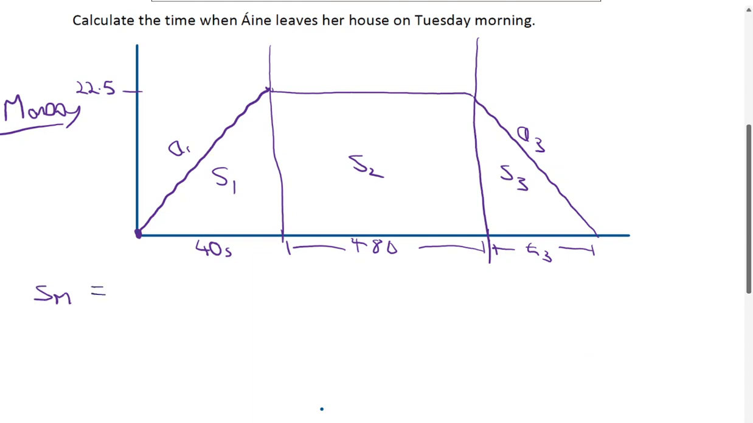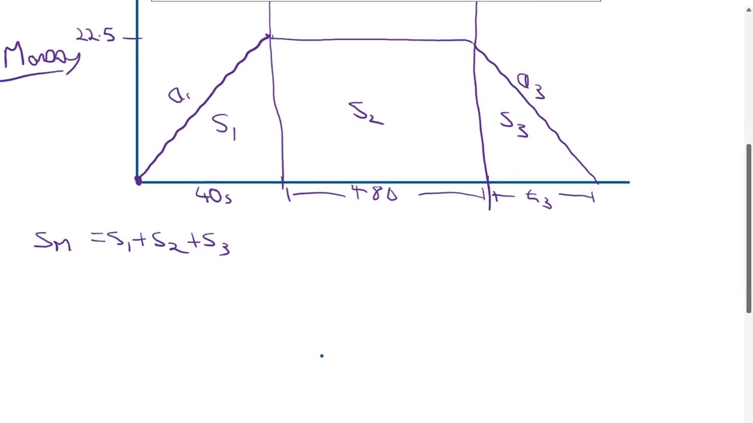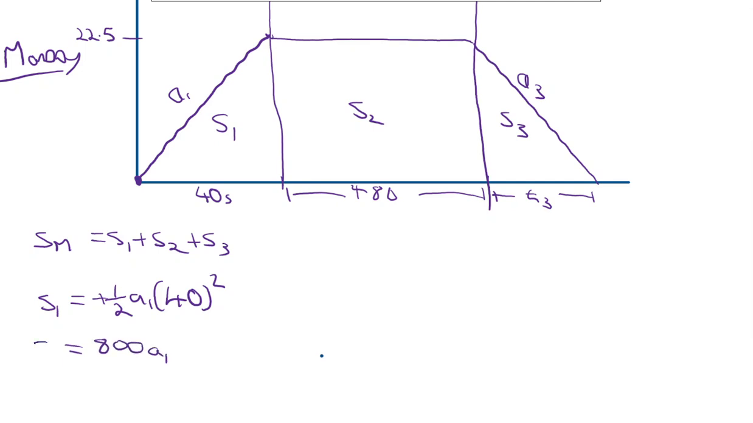So SM equals S1 plus S2 plus S3. What do we know then? We know our distance 1 is UT, U is 0, T is 40, so it's 0 by 40 plus a half A1 by 40 squared. So UT plus a half AT squared. So that's 1600, that's 800 A1, I think. So that's our S1.